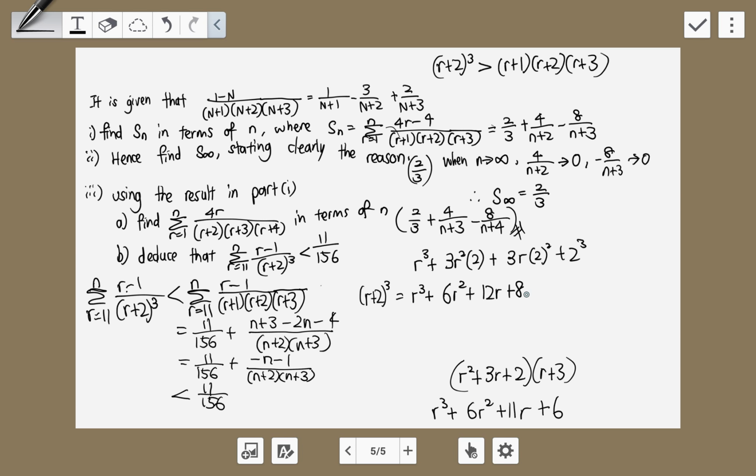So 12r plus 8 is definitely greater than 11r plus 6, because this term is smaller than this. 11r is also smaller than 12r. So there's no doubt that r plus 2 cubed is always greater than this, which is equal to r plus 1, r plus 2, and r plus 3. Therefore, we have proven that just now we were right to say that this term is always smaller than this term. Okay, so that's the proof, and we are done with it.